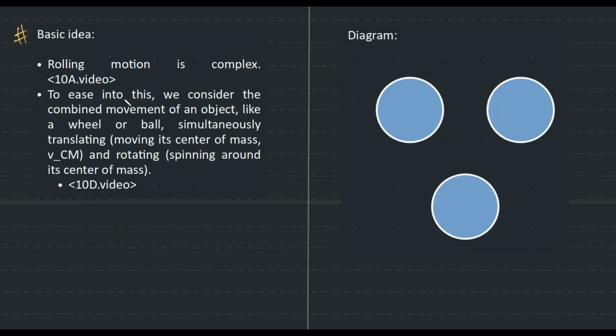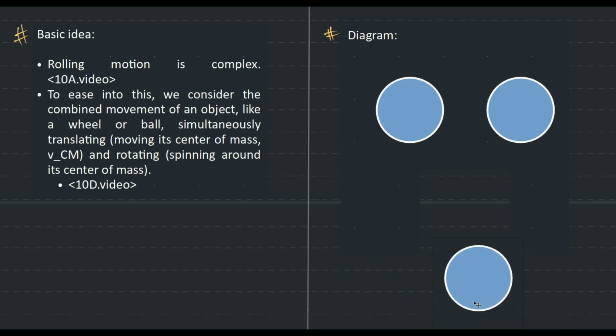So what do we do? To ease into this topic, we consider the combined movement of an object like a wheel or a ball, simultaneously translating and rotating. So we look at the entire thing as a combination of pure rotation and pure translation. Let me put that across to you as a picture. Say this is pure rotation and pure translation.